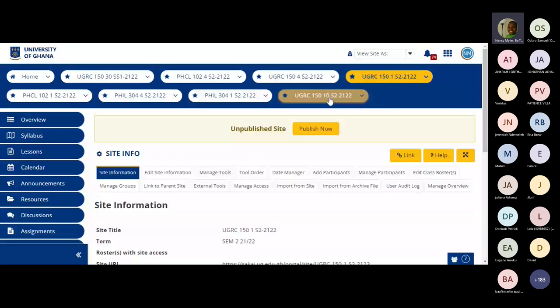Someone will see 12, someone will see 11, 22. There are groups 10 all the way to 22. So you see UGRC 150, 10, 11, 12, 22. Focus on that group and ignore the UGRC 151. Before long, there will be no longer the opportunity to register.